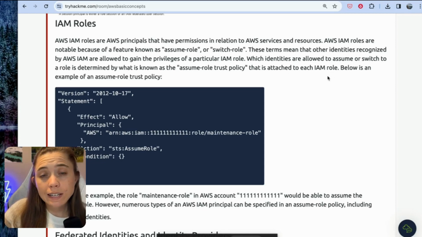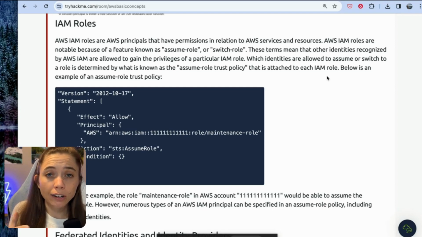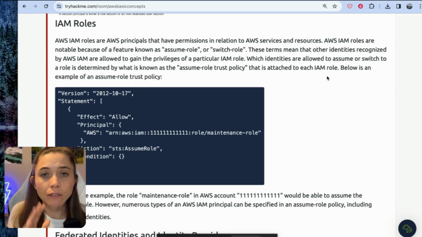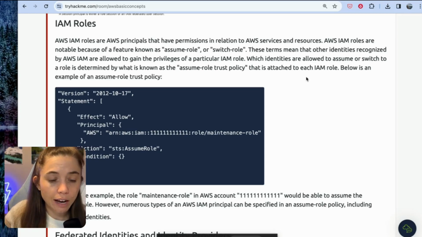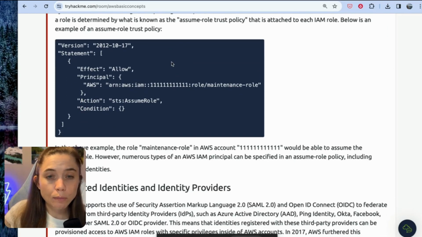So a role is designed to be used temporarily. You can think of it as kind of being like checked out, taken off the shelf, used to do something for a limited amount of time and then put back. They're assumed by human users, and they're often assumed programmatically by your software that's running in the cloud. And the assume role trust policy determines who's allowed to check that role out, take it off the shelf, and use it to do something.